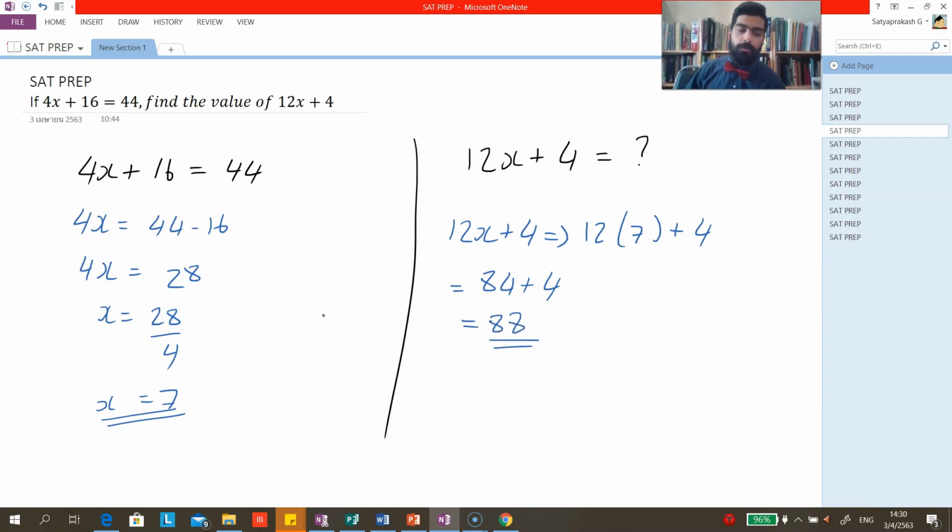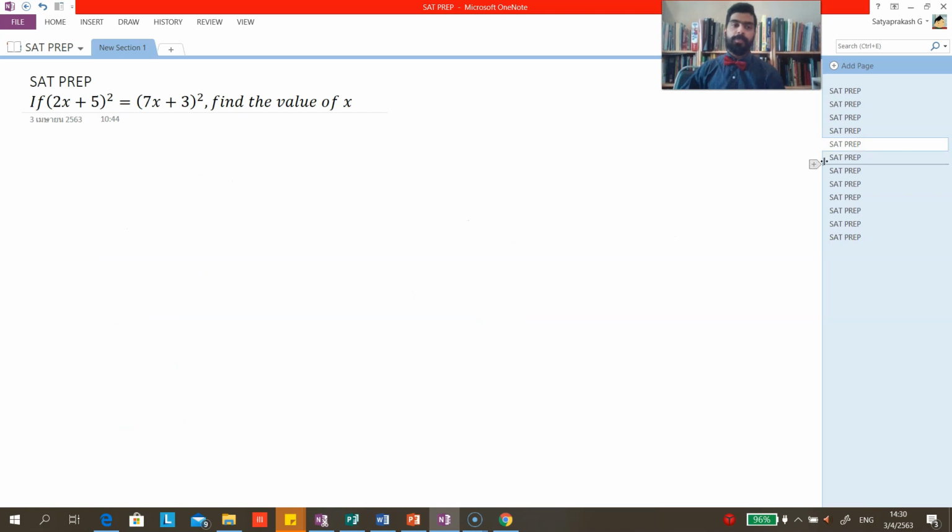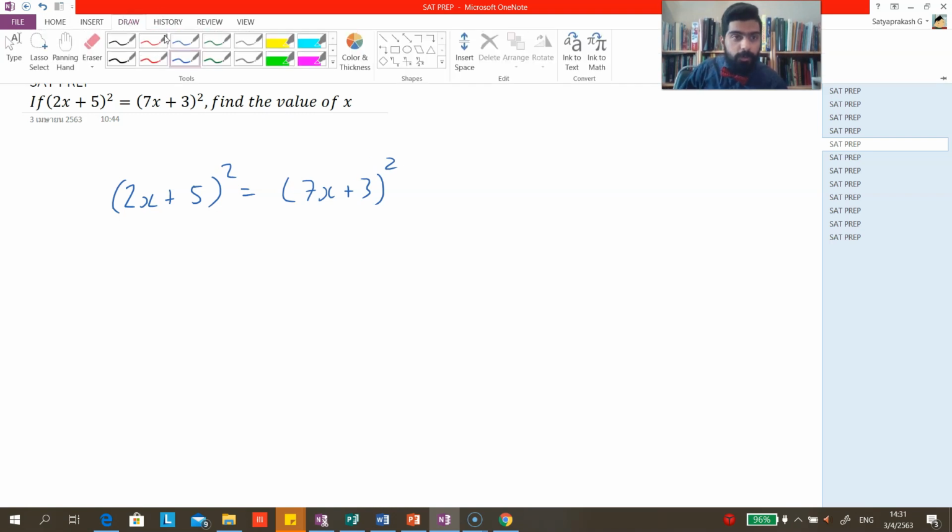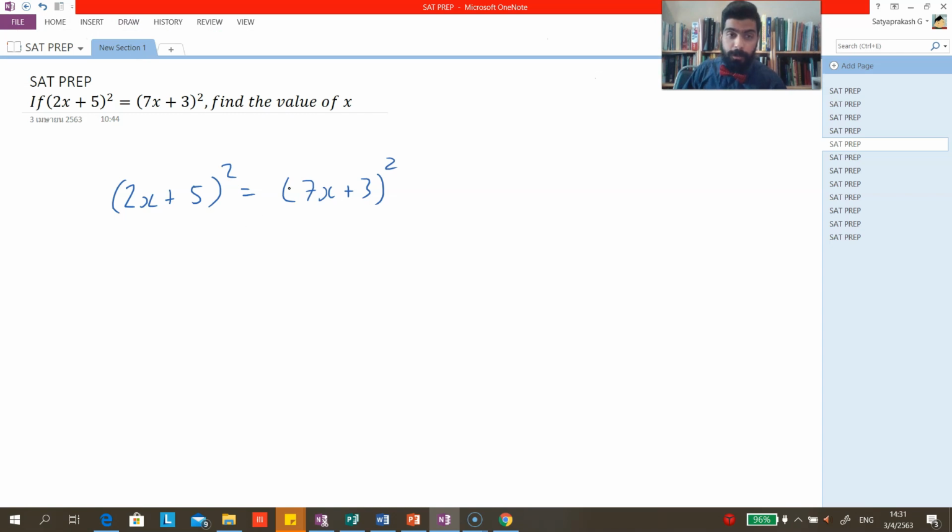Okay, so what we did first, we found the value of x, then we substituted in the equation of the question to find the final answer. Let us go to the next one now. Now we have, what do we have here? If 2x plus 5 whole square is equal to 7x plus 3 whole square, they are telling us to find the value of x. From the previous question, you would have remembered, if we have to the power of 2 on both sides, we can pretty much simplify it.